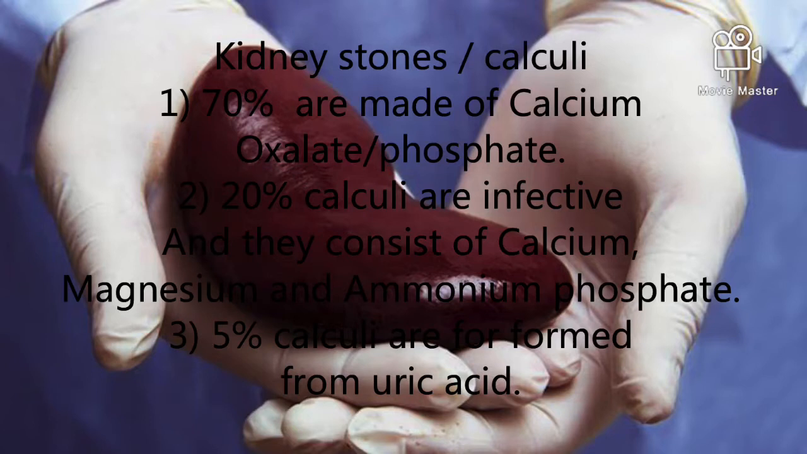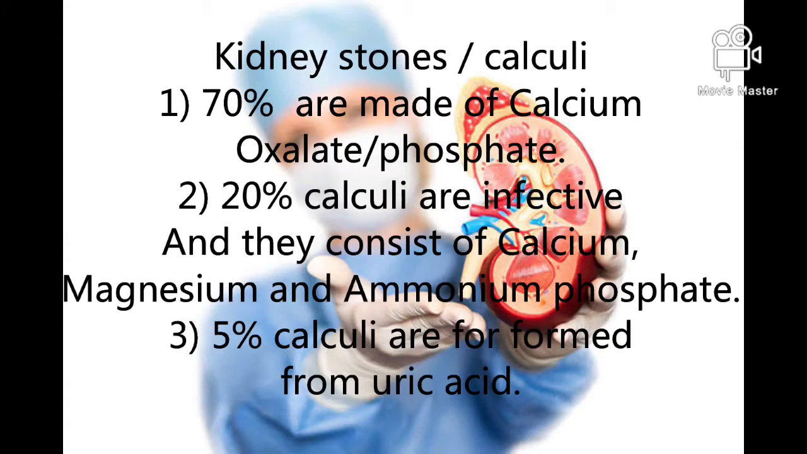Uric acid and oxalate are waste products of our metabolism. However, high quantities of oxalate in urine lead to the formation of kidney stones. And this high content of oxalate in our urine can be due to intake of food or drinks that are rich in oxalic acid, such as leafy vegetables, spinach or tomatoes.